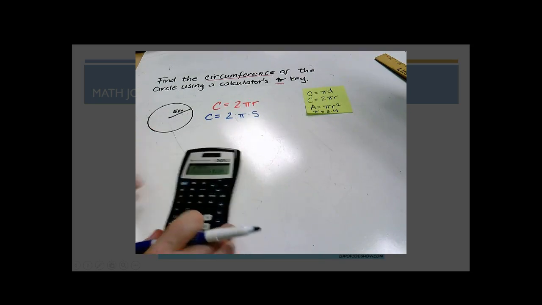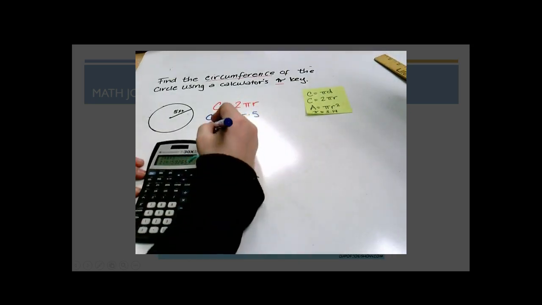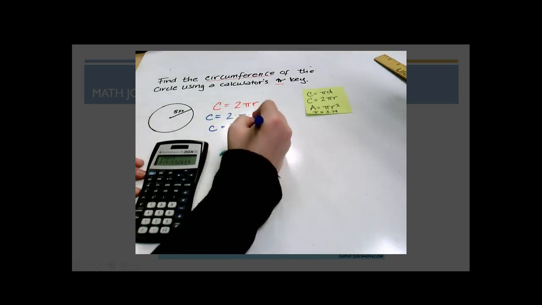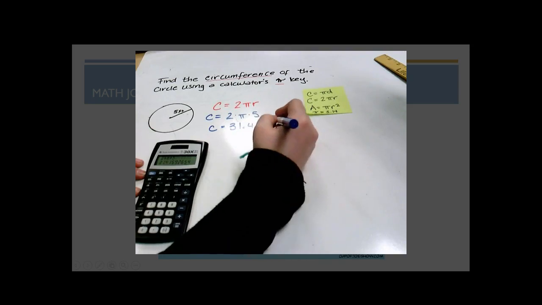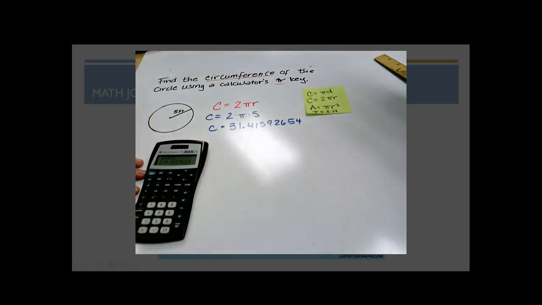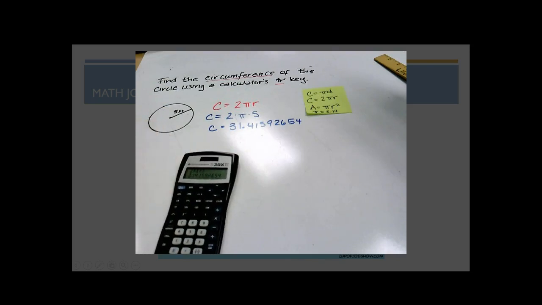We'll go ahead and take all the digits that are on there. So my circumference on here is 31.41592654. Remember, since pi is irrational, it doesn't have an end to it, and that number will continue going, but my calculator rounds it off for as many digits as we have.